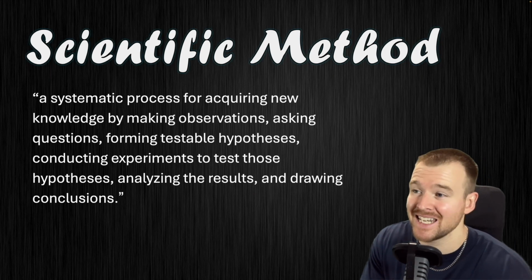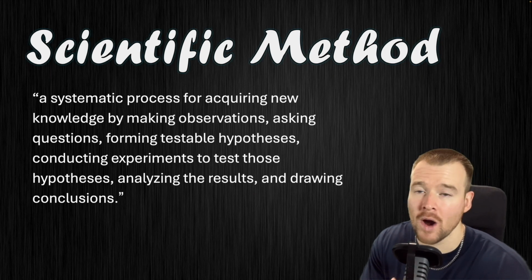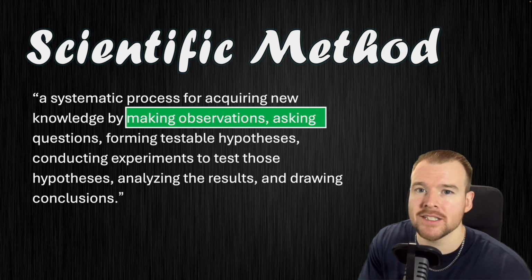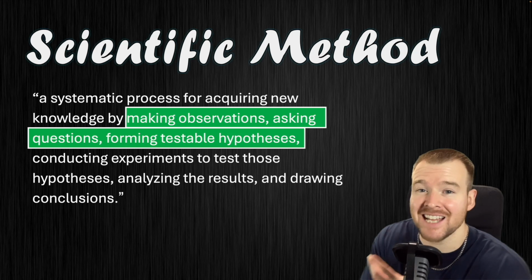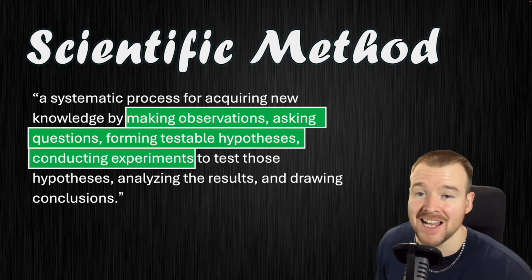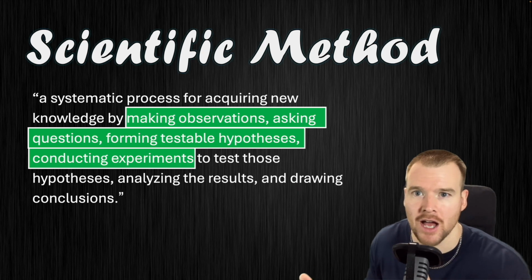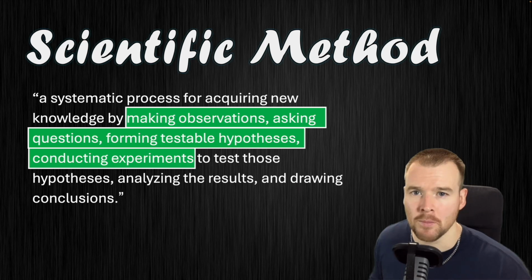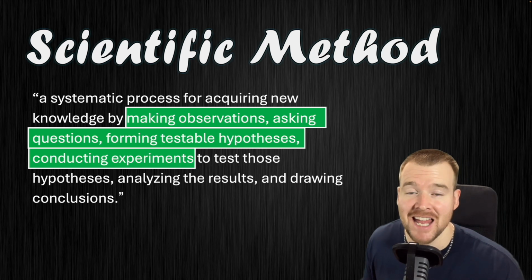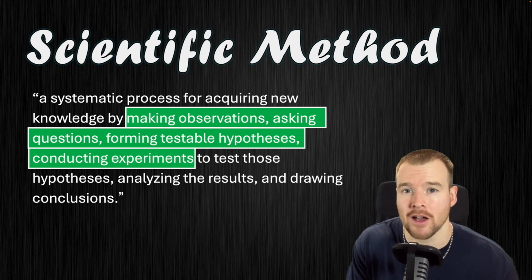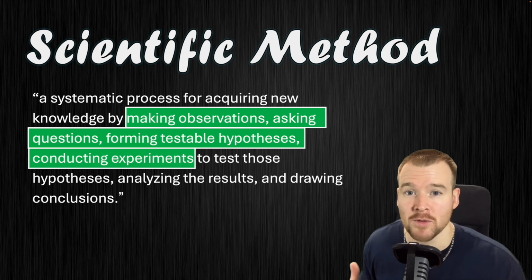The scientific method is a systematic process for acquiring new knowledge by making observations, asking questions, forming testable hypotheses, and then conducting experiments to test those hypotheses, which are basically thoughts or guesses, analyzing the results and drawing conclusions. So building good experiments, analyzing the data so we can figure out what is real and what is not. And it's good that we measure the results because sometimes humans aren't the best at measuring things with our senses.